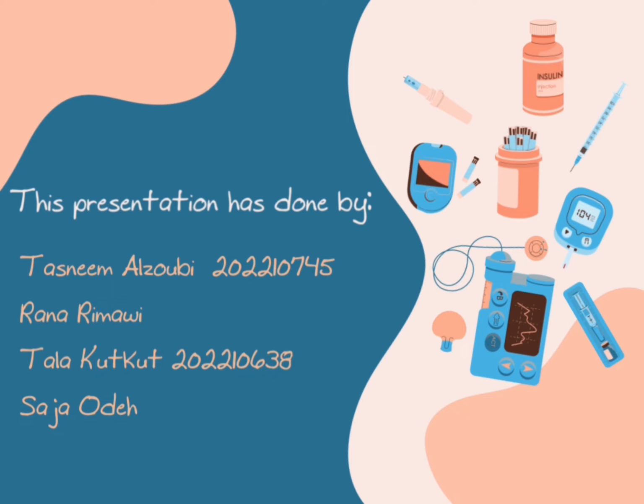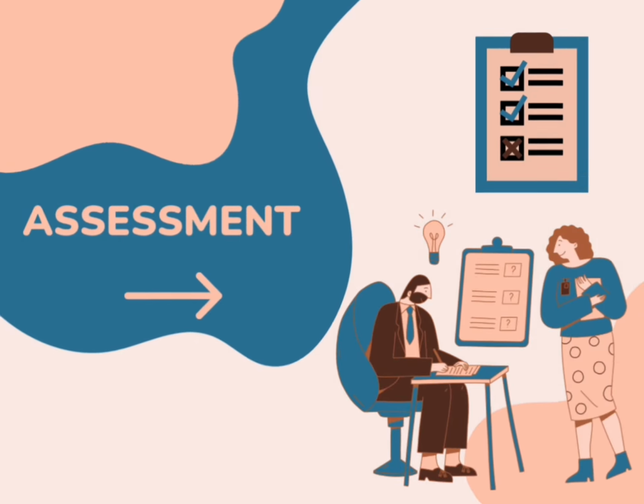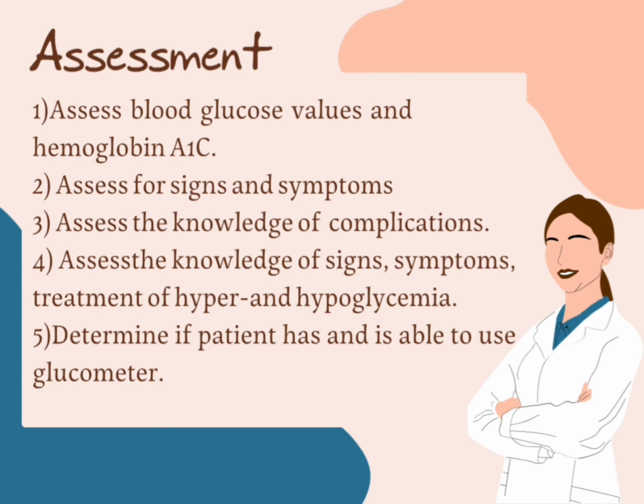Nursing process for diabetes patient. Assessment. One: Assess blood glucose values and hemoglobin A1C. والA1C test بيبين لنا how the body manages blood sugar levels. Two: Determine if patient has and is able to use glycometer for pre-meal and bedtime glucose monitoring.